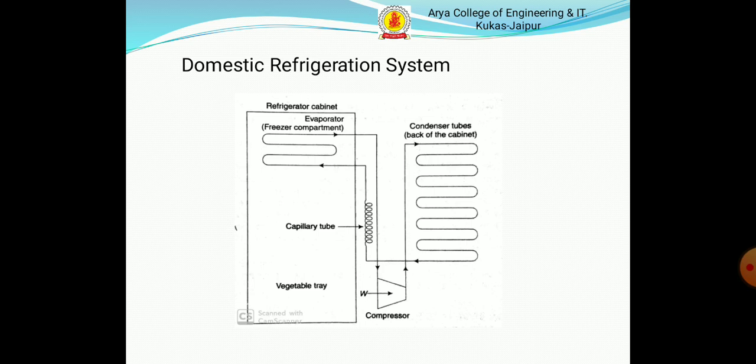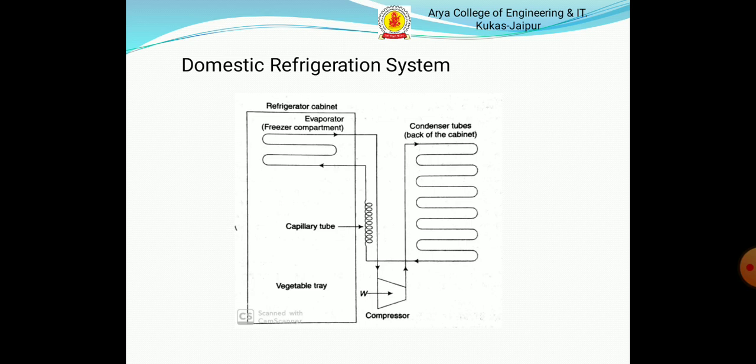The condenser tubes are kept on the back of the refrigerator cabinet. The refrigerant vapor is condensed with the help of surrounding air, which rises by natural convection, and the cold air is made to flow into the freezer compartment by a fan. So it is domestic refrigeration, which is used in our houses, and it is also known as the Electrolux refrigeration system.